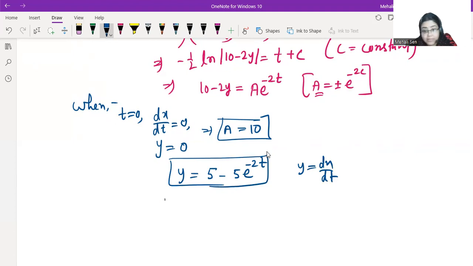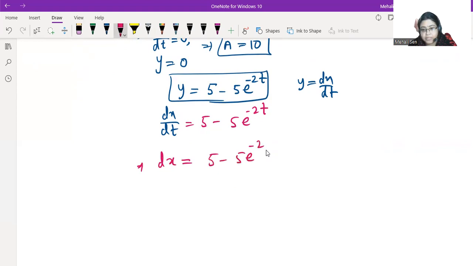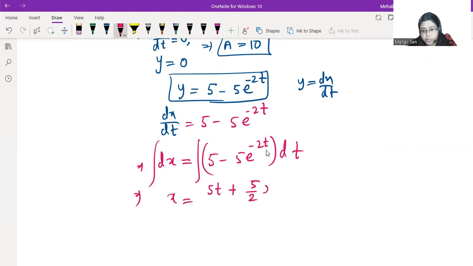Next, this is our first answer. Then y is dx/dt, so in place of y we can put dx/dt, which is 5 minus 5 e raised to the power minus 2t. Now we take dx on the left-hand side and the variable dt, then take the integration. Then x is 5t plus 5 by 2 e raised to the power minus 2t plus d.